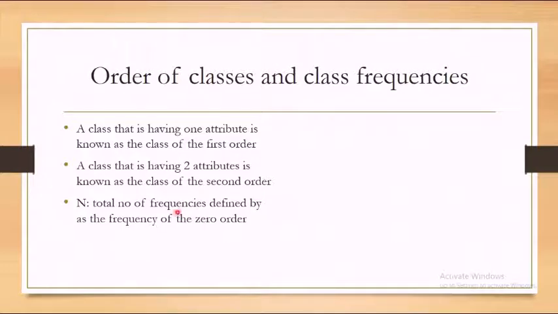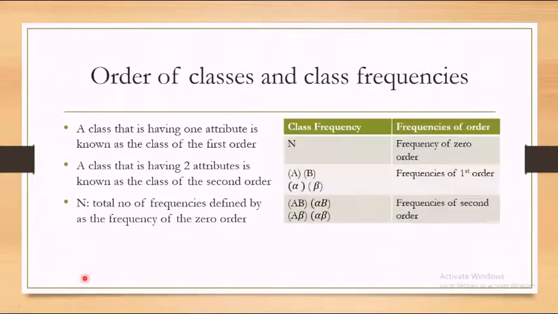Now the total number of observations is usually denoted by what? Capital N, right? So capital N is called the frequency, and it is defined as the frequency of the zero order. Okay, so these are some of the things that you have to keep in mind.